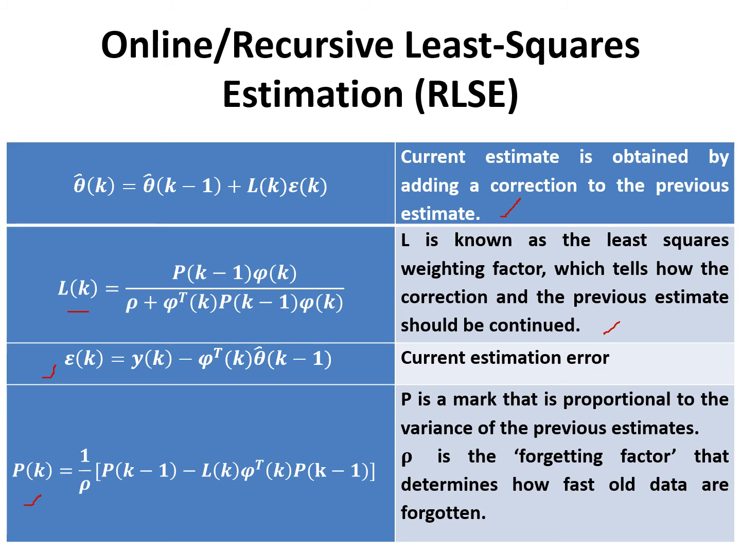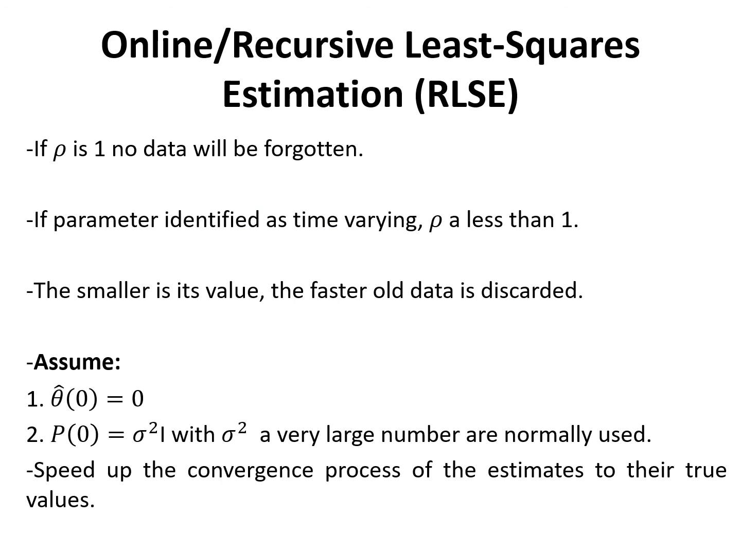P is the matrix that is proportional to the variance of the previous estimation, and rho is the forgetting factor that determines how fast old data are forgotten. If rho is 1, no data will be forgotten. Therefore, if the parameters to be identified are time varying, rho should take a value less than 1. The smaller its value, the faster old data is discarded.